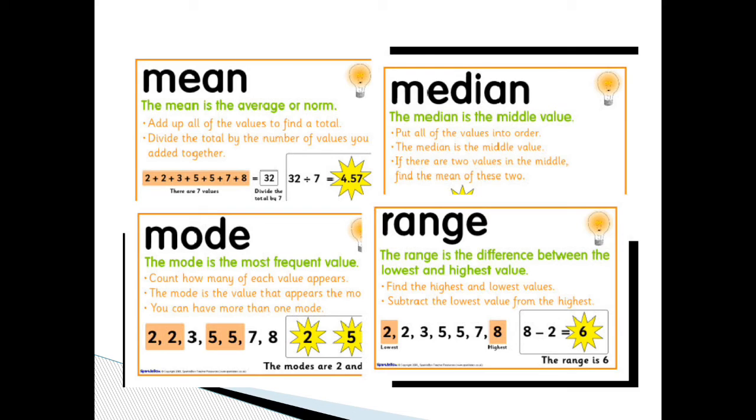Mode. The mode is the most frequent value. Count how many of each value appears. The mode is the value that appears the most. You can have more than one mode. The range is the difference between the lowest and the highest value. You find the highest and the lowest value, subtract the lowest value from the highest.